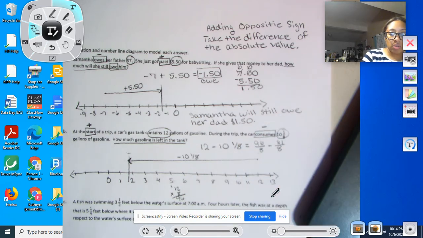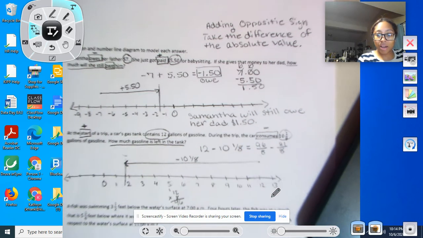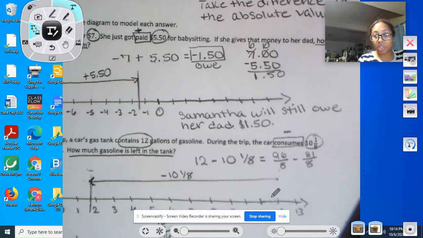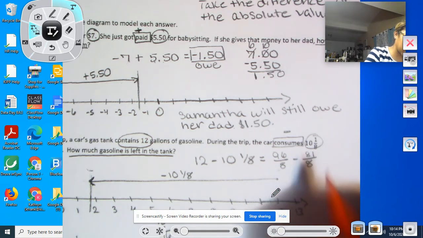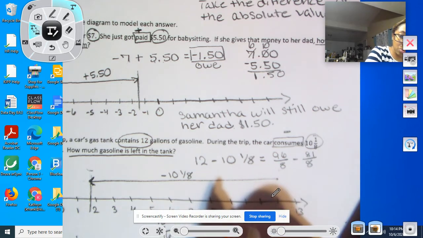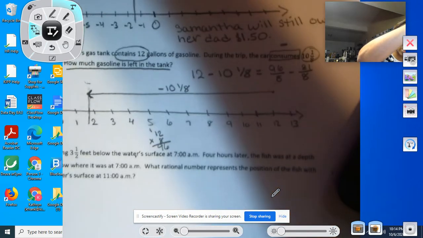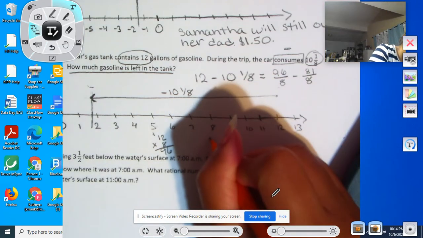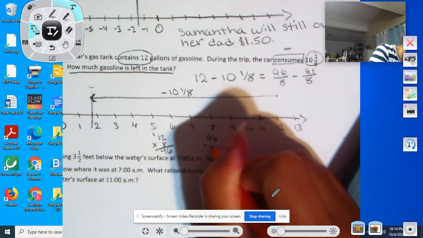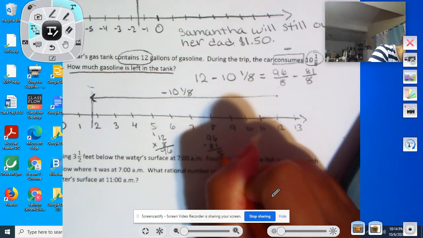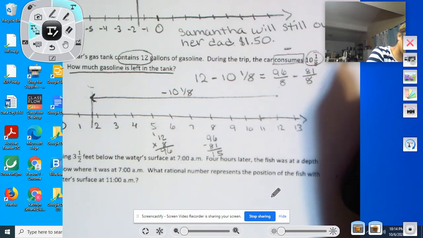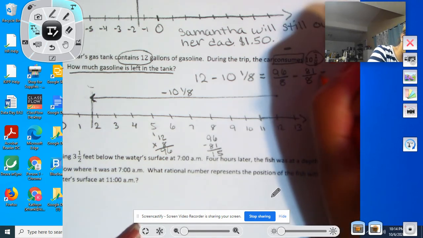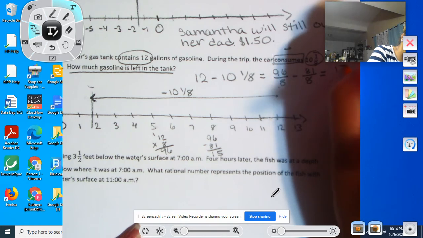All right. So now that I know that I have the same denominators, I'm good to go with subtracting. So I'm subtracting 96 minus 81 eighths. And I can once again go a little bit low and do that math. So 96 minus 81, well, that's going to give me a difference of 15. So we have 15 eighths.